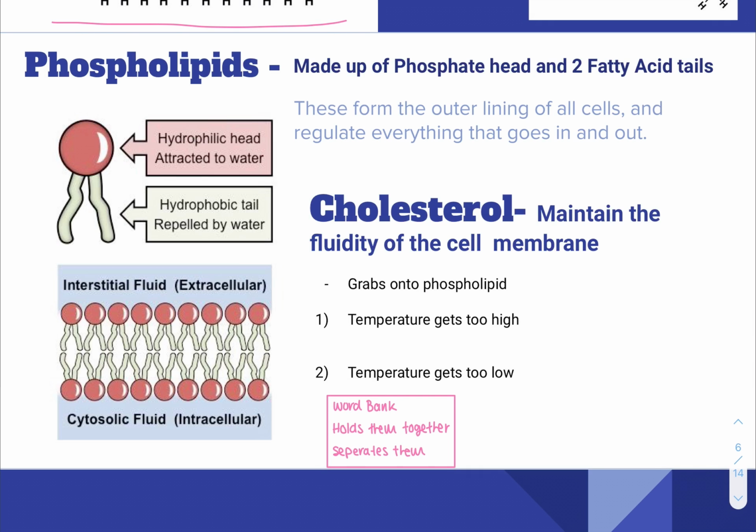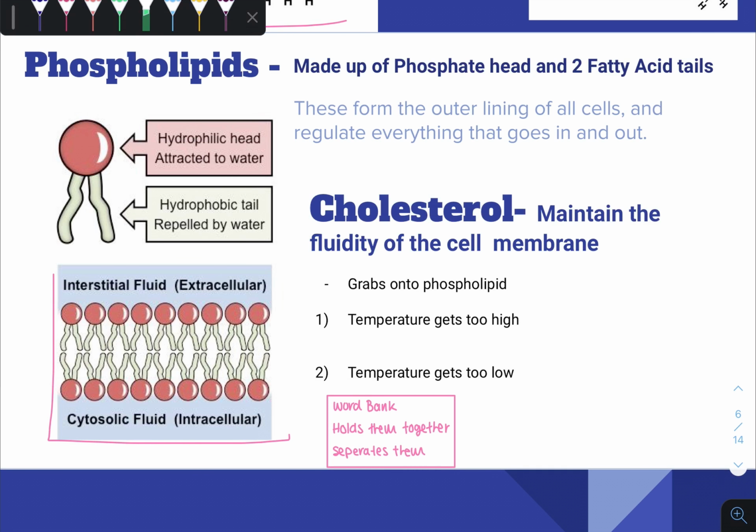The second type is called a phospholipid. They're made up of a phosphate head and two fatty acid tails instead of just one. They form the outer lining of cells and regulate everything that goes in and out. This is seen as a phospholipid bilayer, like this.